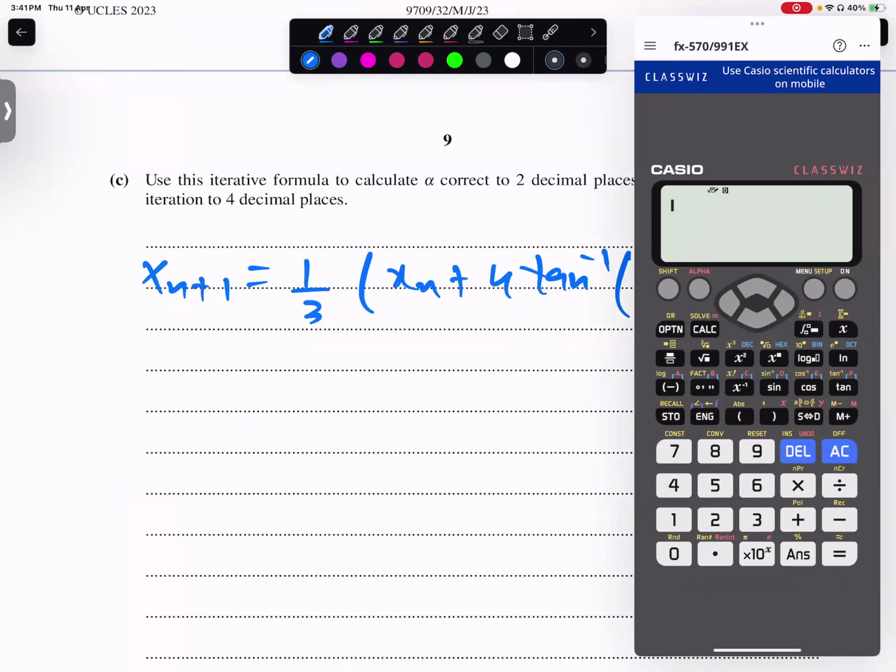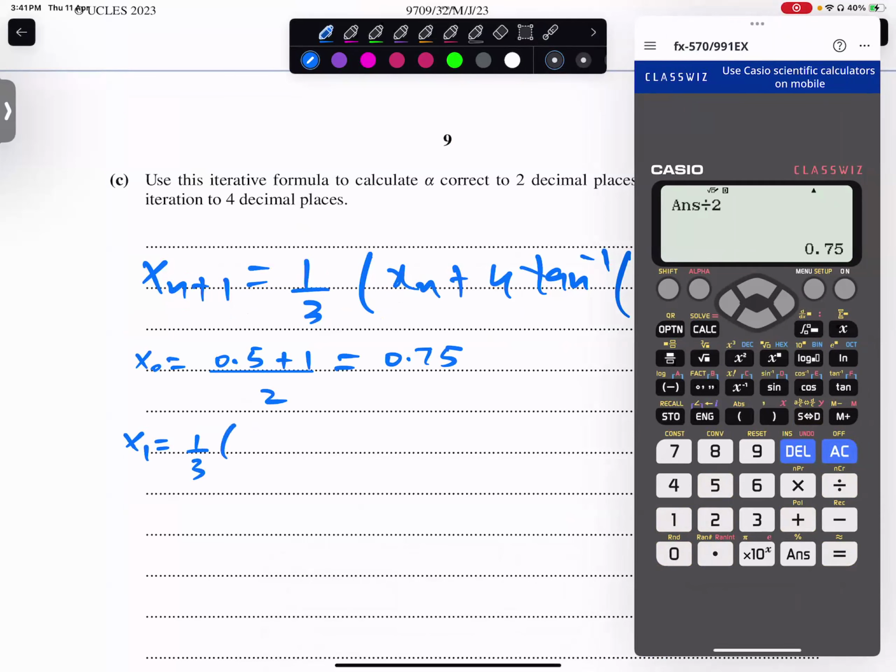Now take the initial guess, students. The initial guess, we normally take the average of the endpoints. So 0.5 plus 1 divided by 2 will give you 0.75.